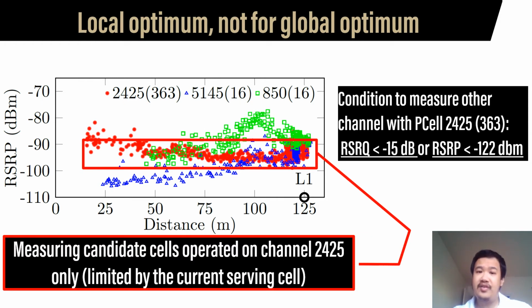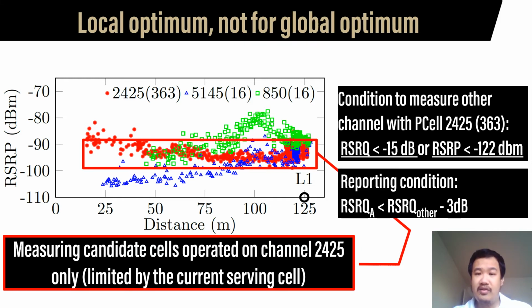Third, the existing cell selection not only discourages leaving the current cell, but also limits the scope of candidate cells to be considered for handoff. This makes our cell selection become local optimum. In this instance, once cell 363 is selected at the beginning, other inter-frequency channels are not measured if its radio quality is not too bad. In other instances, even if the measurement condition is satisfied, other reporting conditions can also limit the cell selection result.